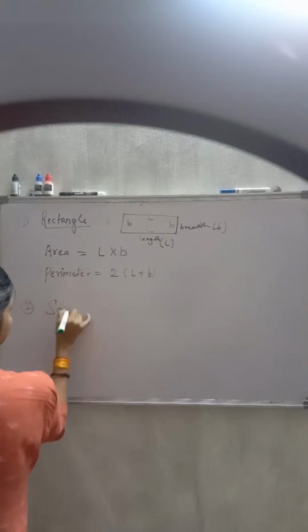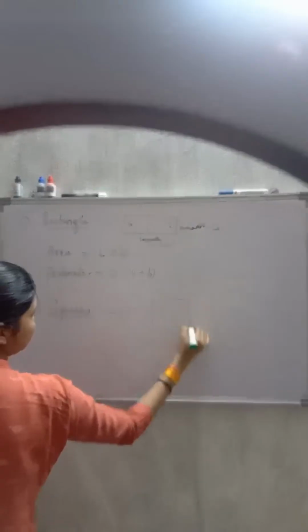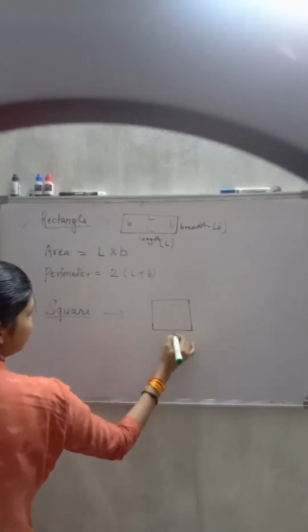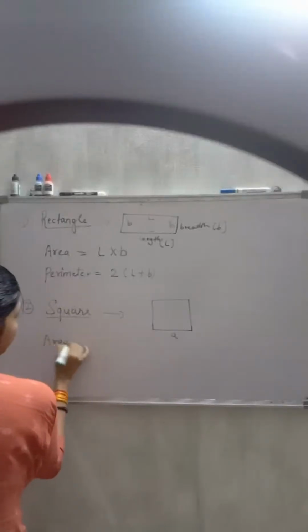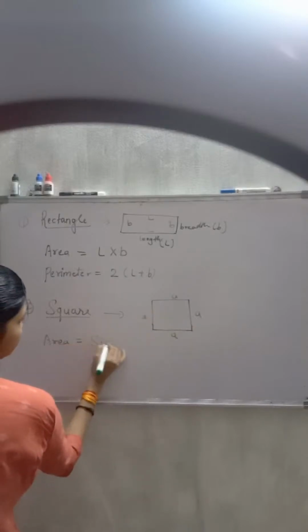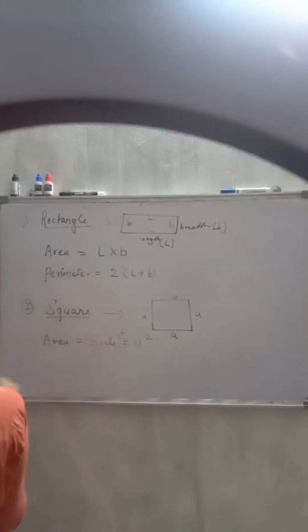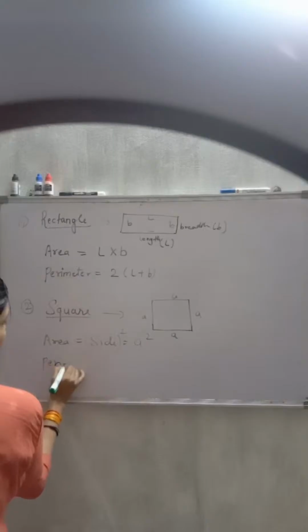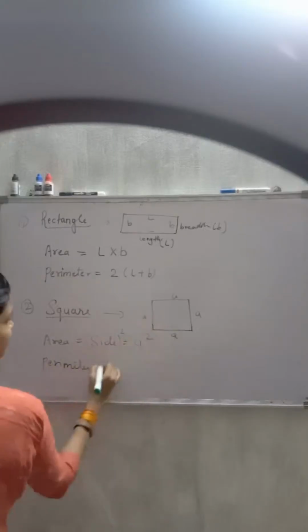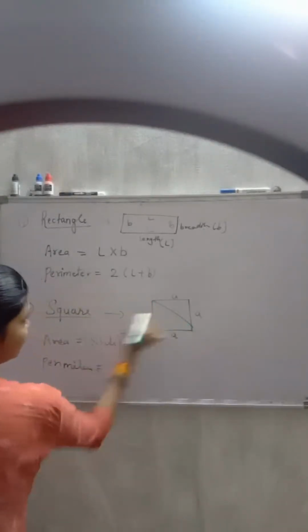Next is square. What is square? In which all four sides are equal. So area of square will be side square. Side square, and side is given as A, so area will be A square. Then we have perimeter. Perimeter is sum of all sides. A plus A plus A plus A, that is 4A. This is the perimeter.